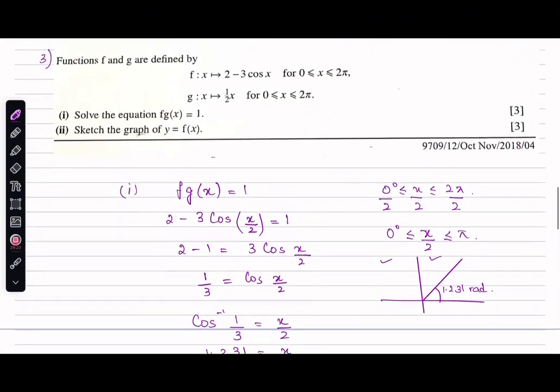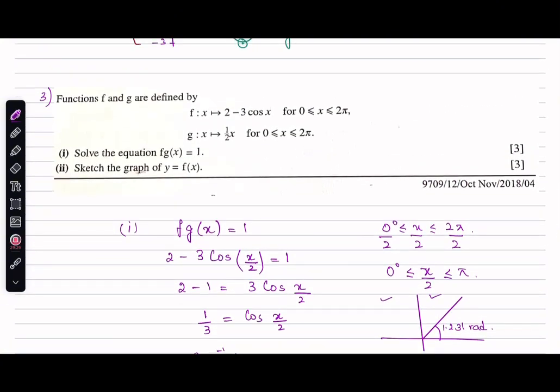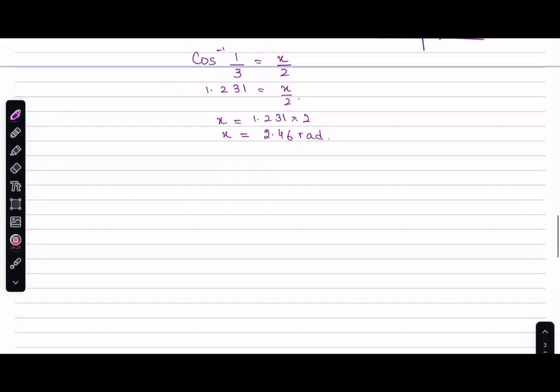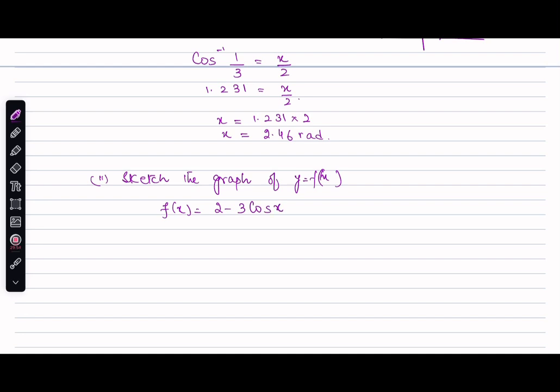Now the second part of the question says, sketch the graph of y equals f of x. So 2 minus 3 cos of x. Part 2, it says sketch the graph of y equals f of x. And we know that f of x is equal to 2 minus 3 cos of x, and this is for 0 less than or equal to x, which is less than or equal to 2 pi.